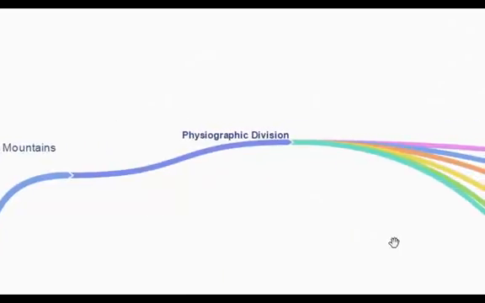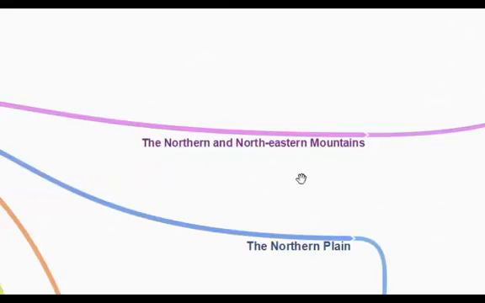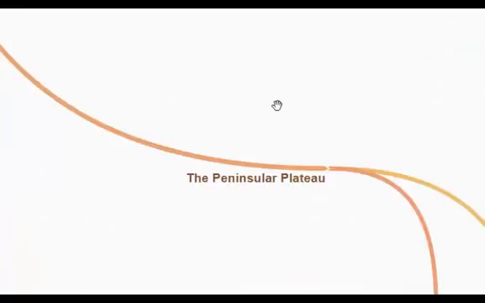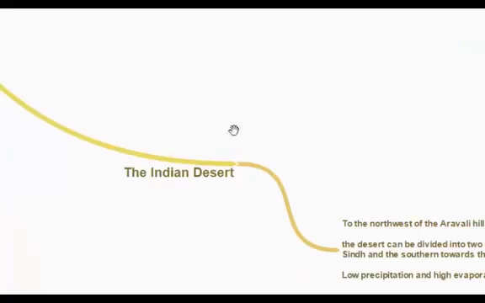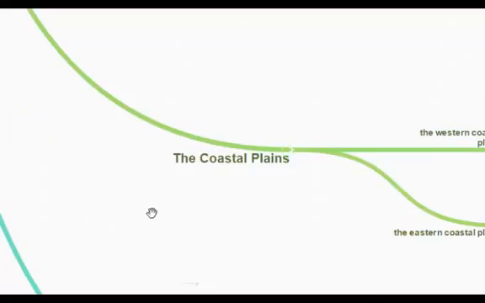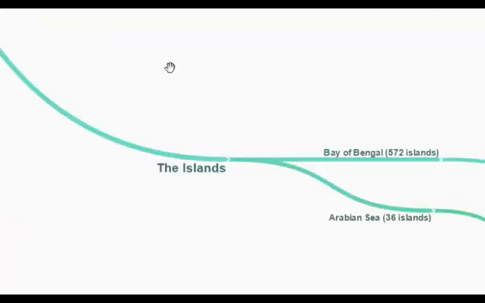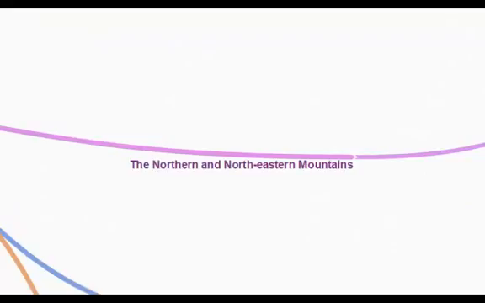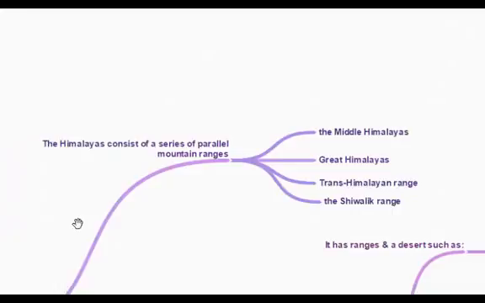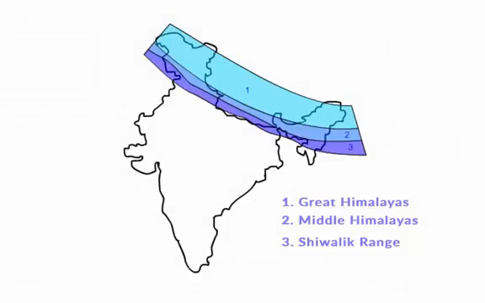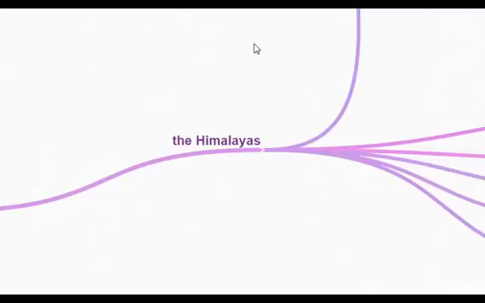So in physiographic division, India is broadly divided into the northern and northeastern mountains, then we have the northern plain, and then we have the Peninsula Plateau, then we have the Indian desert, and then we have the coastal plains, and finally the islands. Coming to northern and northeastern mountains, we have the Himalayas. The Himalayas consist of a series of parallel mountain ranges. So as you can see, we have the middle Himalayas, and then we have the Great Himalayas and the Shivalik range. So that was all about the mountain ranges that exist in the Himalayas.